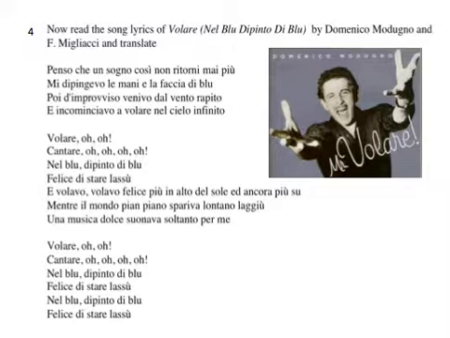Penso che un sogno così non ritorni mai più. I guess I think a dream like this I'll never have it again. Mi dipingevo le mani e la faccia di blu. I was painting my hands and face blue. Poi d'improvviso venivo dal vento rapito. Suddenly, and this is a passive construction, venire plus past participle, I was whisked up by the wind.